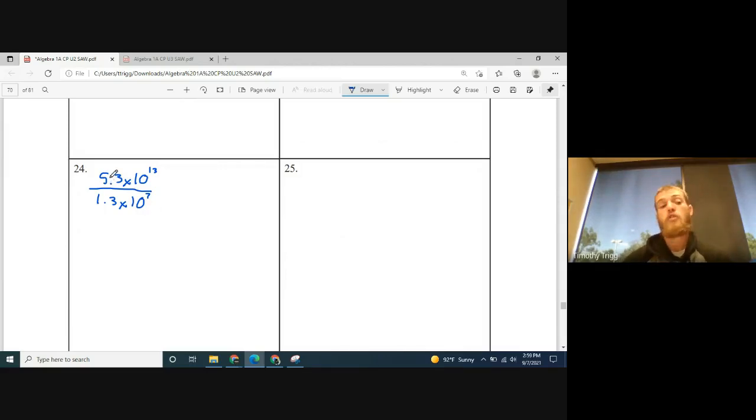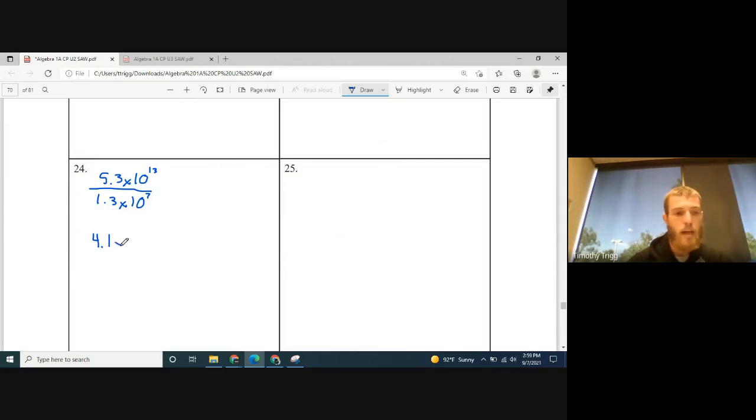So one thing we can do first is divide these coefficients, these front parts. So 5.3 divided by 1.3. So let's go ahead and get our calculators. 5.3 divided by 1.3. In this case, we're going to round to the nearest 10th spot, so that's the first decimal place. You should see 4.07692, blah, blah, blah. But we're just going to round to the first decimal place. So that's going to be 4.1. So that 0 rounds up to a 1 because of the 7 behind it. So make sure you see that on your calculator.